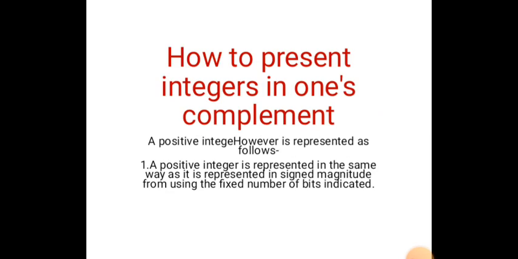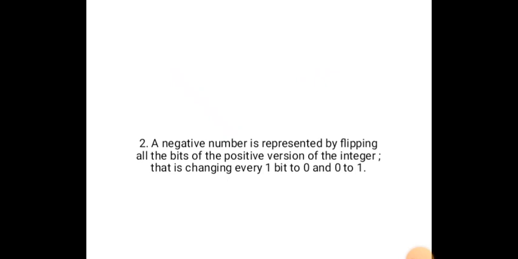How to represent integers in one's complement. A positive integer is represented in the same way as it is represented in signed magnitude, using the fixed number of bits indicated. So we are going to find out about that as we go deeper into the video. A negative number is represented by flipping the bits of the positive version of the integer, that is, changing 1 to 0 and 0 to 1.